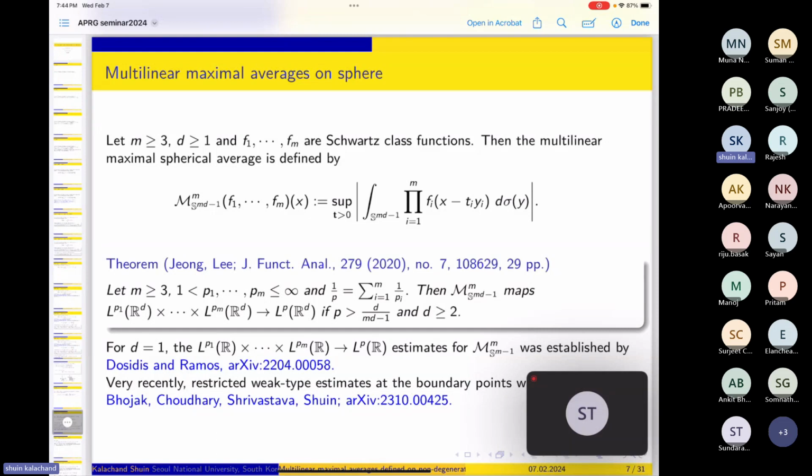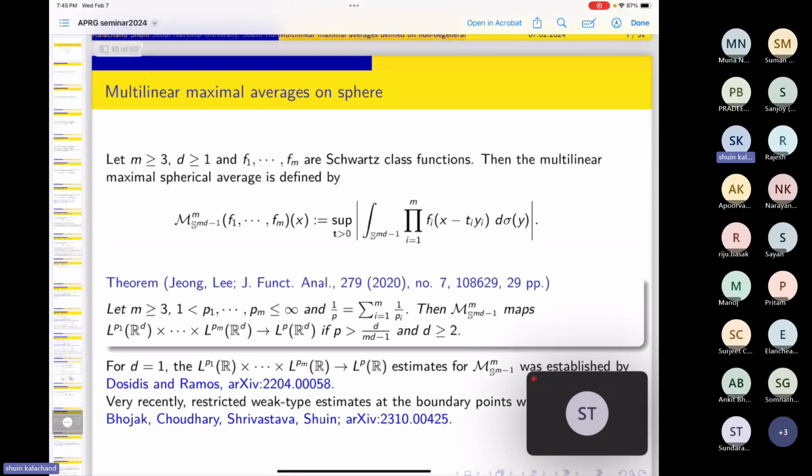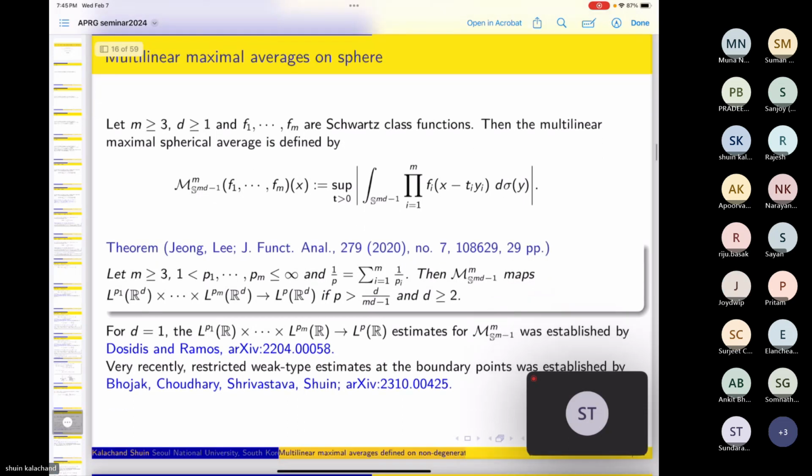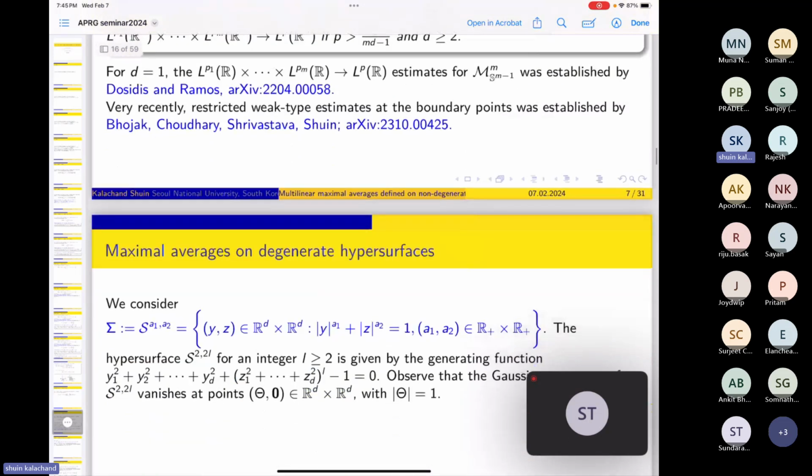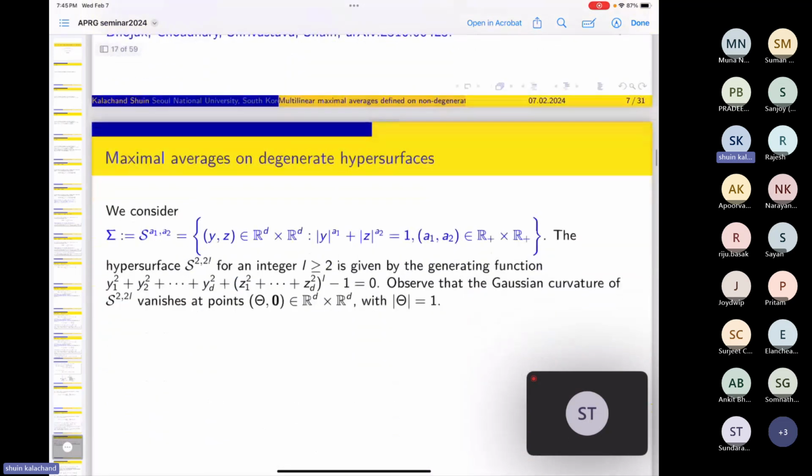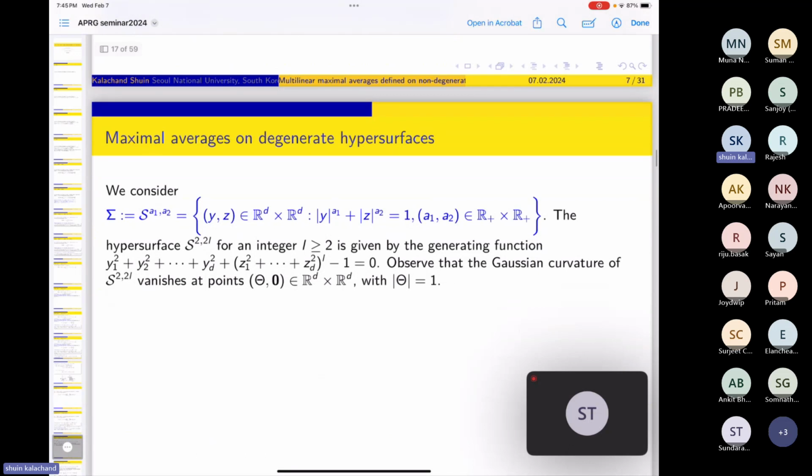Also, for example, for any point y, z belonging to the sphere S^{2d-1}, it is also written by |y|^2 + |z|^2 = 1. That is the generating function for the sphere S^{2d-1}, and it has non-vanishing Gaussian curvature. So if we consider a hypersurface which has vanishing curvature condition, can we prove boundedness of the maximal function defined on it? So this is one example of such hypersurfaces.